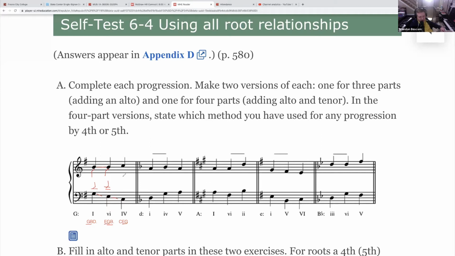So I need a G and an E. Well, we could stay on them. Path of least resistance, right? Yeah, let's stay on them.